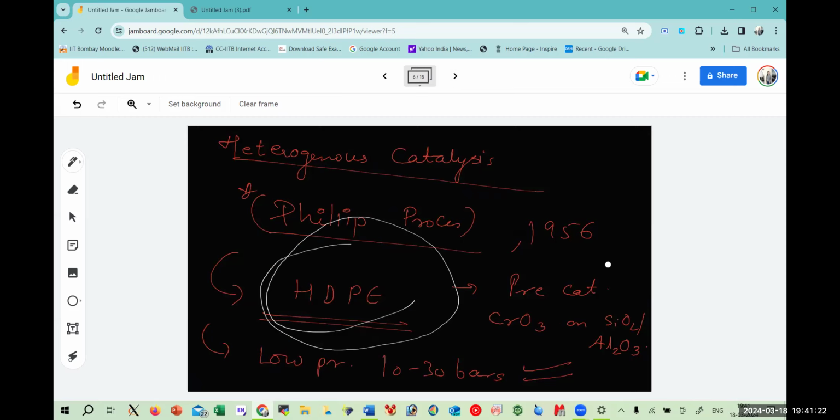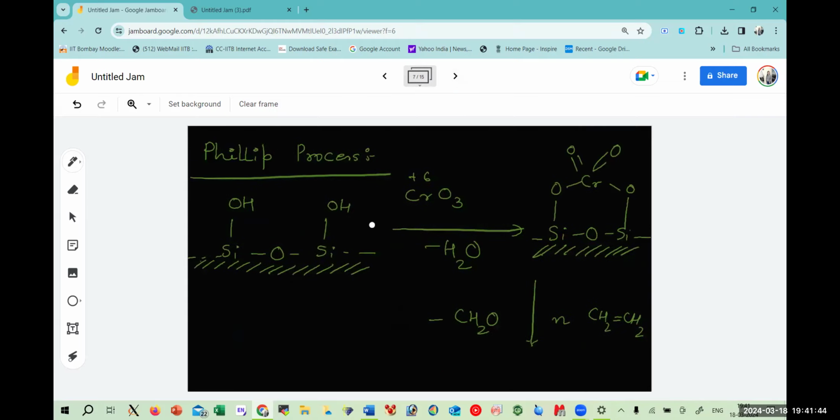It requires a pre-catalyst, which is chromium oxide, on an active surface. Look at the main thing, which is low pressure. Earlier we used pressures up to 2800 bars, whereas for high density polyethylene using the Phillips process, we could get the synthesis in just 10 to 30 bars, which was the achievement. And this is the mechanism. As I said, we use a heterogeneous catalyst, which works on the surface only. It's not a bulk process, it's a surface process.